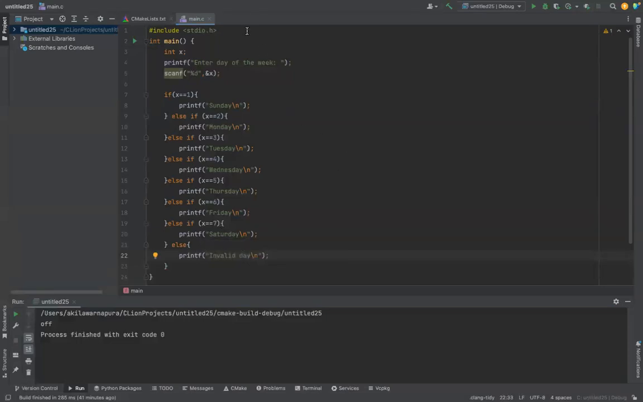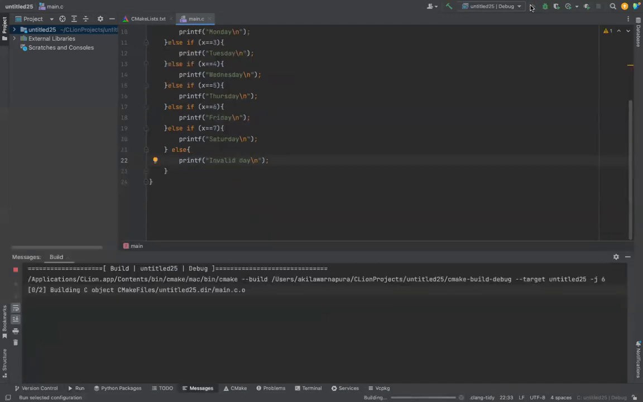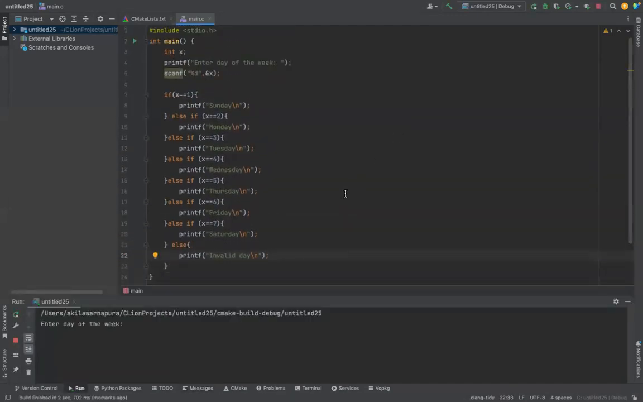So you can run this program. This is the usual if-else ladder. Enter the day of the week. Let's say it is 1. It is Sunday. Let's say 3. Yes, it is Tuesday. Let's say 7. It is Saturday. Let's input an invalid number like 9. It is invalid day. This is the usual way you write a statement using the if-else ladder.